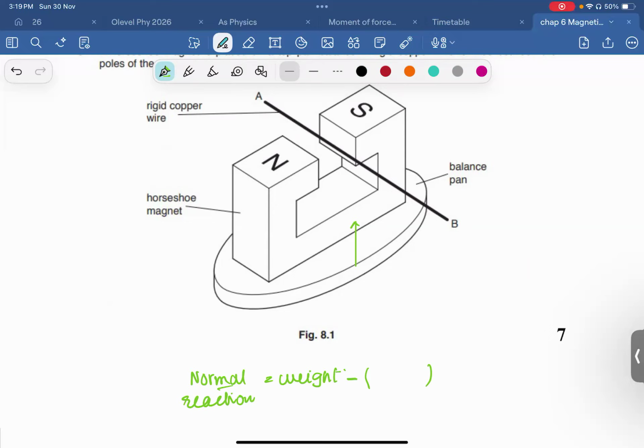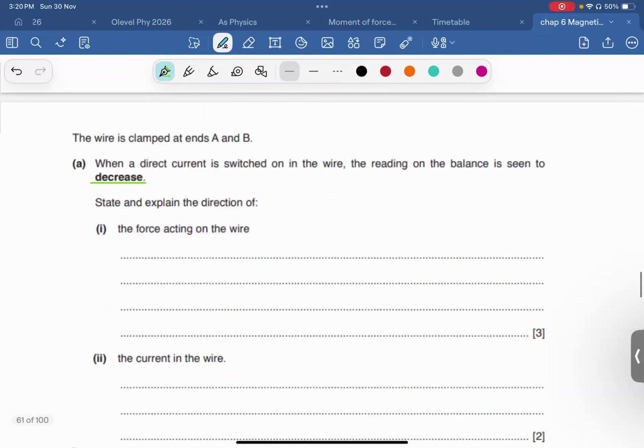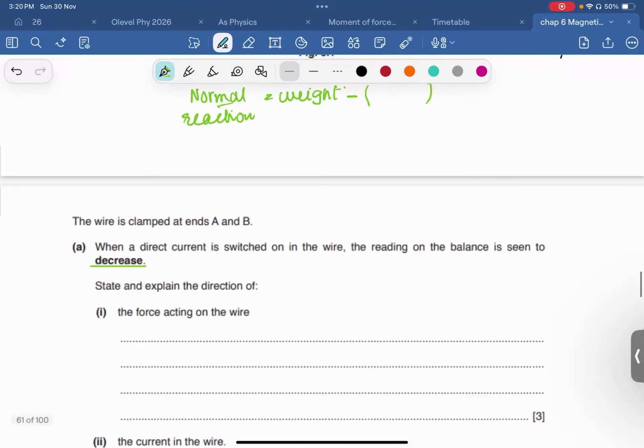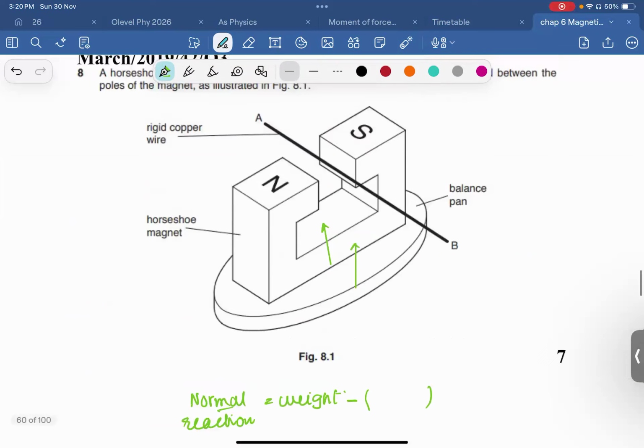So it should be in the downward direction. Wait. It should be in the upward direction now. So on the magnet, there should be another force in the upward direction, that decreases the overall normal reaction force, and which will come from the wire. And what they're asking is the force on the wire. So if the force on the magnet is upward, the force on the wire will be downward.